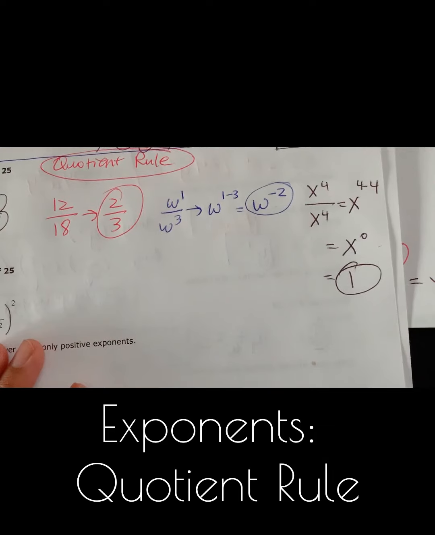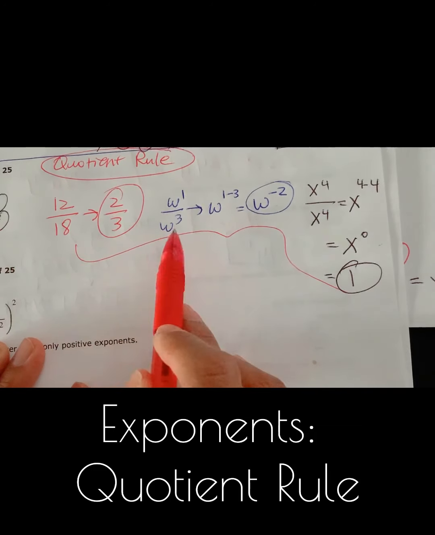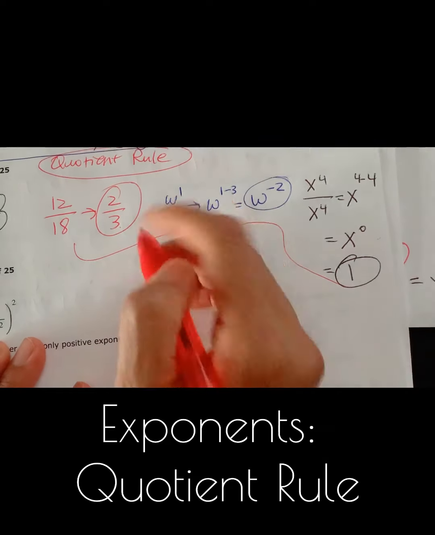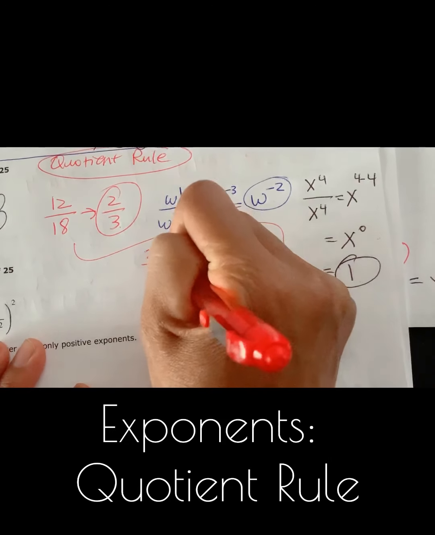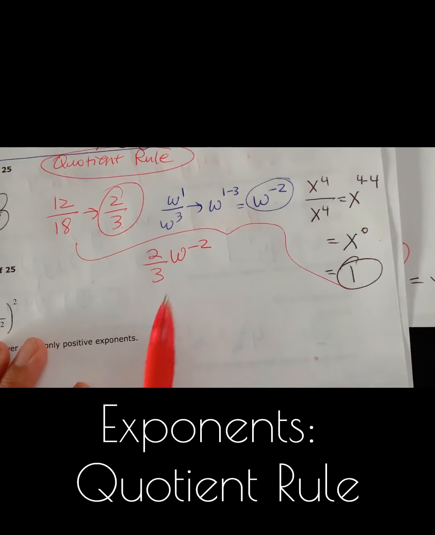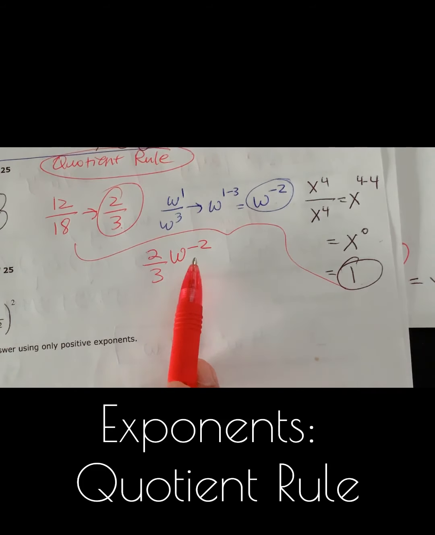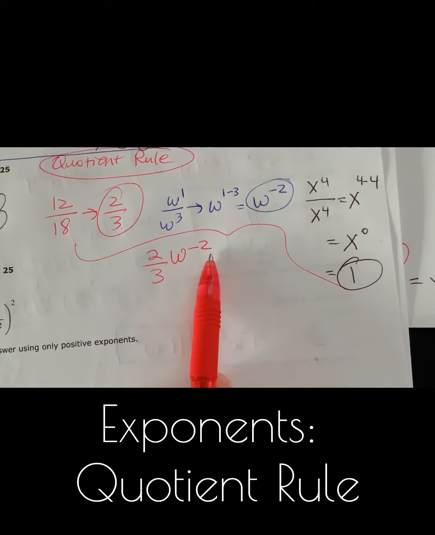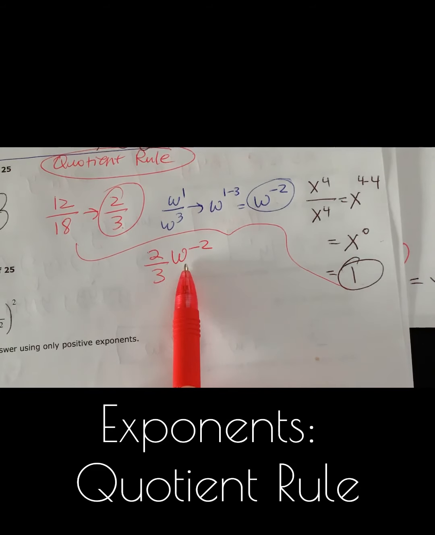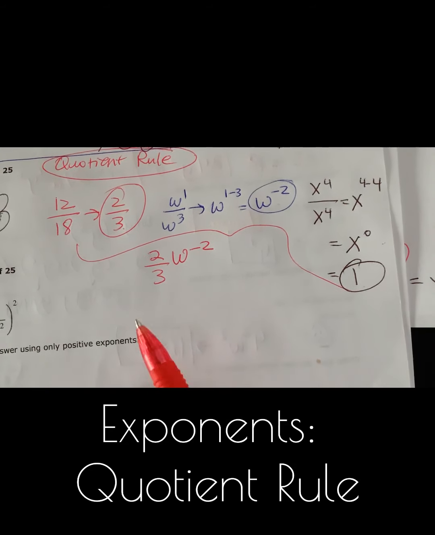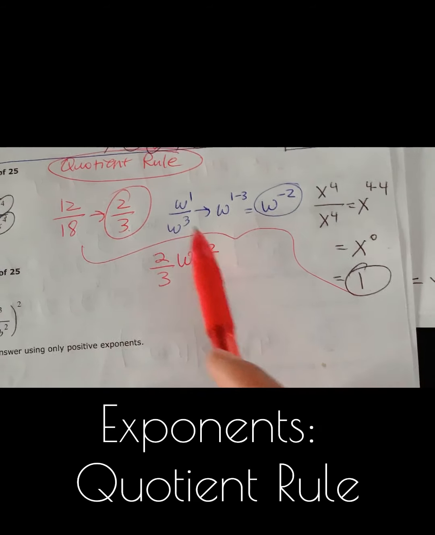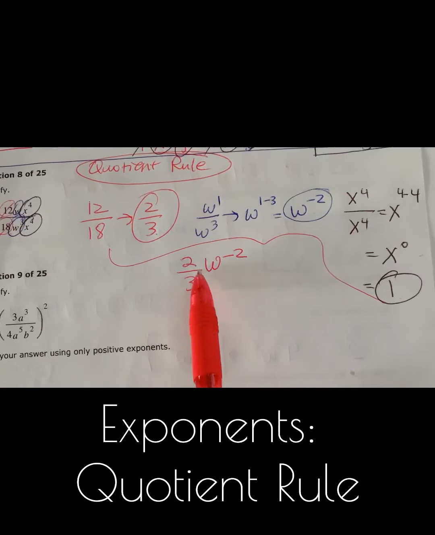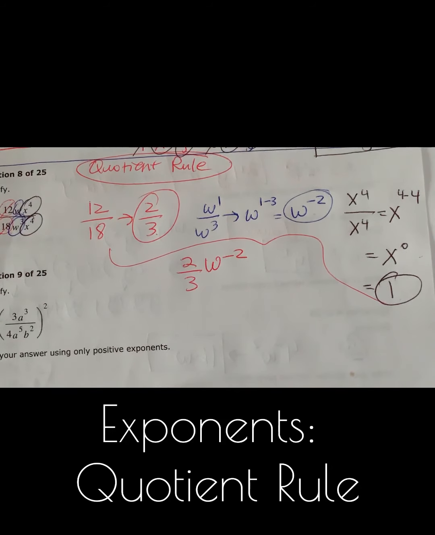So now when I combine all these things, it's 2/3 times w to the negative 2 times 1, which is just 2/3 w to the negative 2. In another example or another rule, we're going to talk about negative exponents. The key thing is that you cannot have negative exponents in your answer, so we're going to have to do something to change this. But I'll talk about this in a future video. But for now, this would suffice in terms of the answer for the quotient rule. But again, once we learn the negative exponent rule, we'll go back and fix this problem.